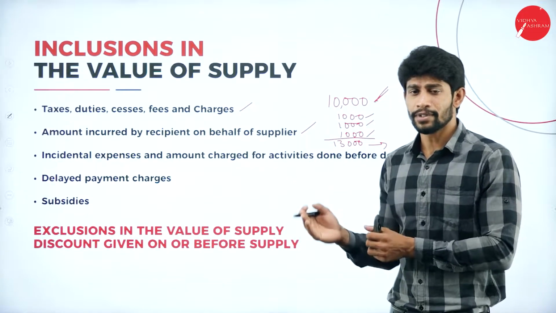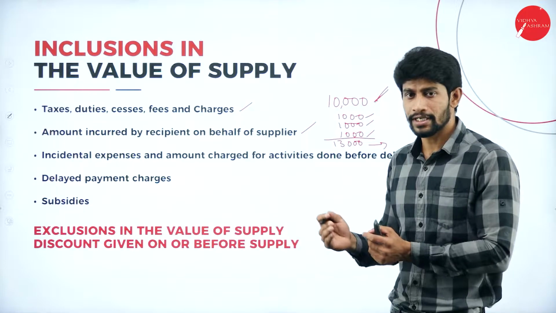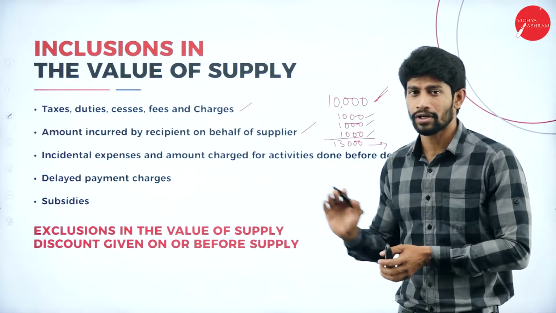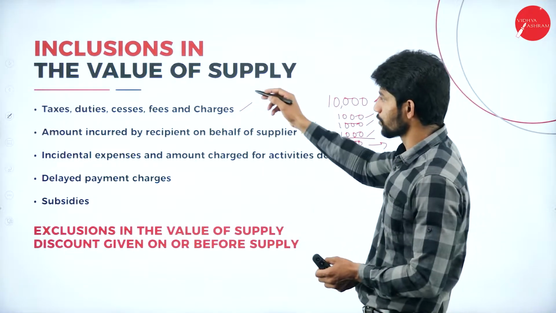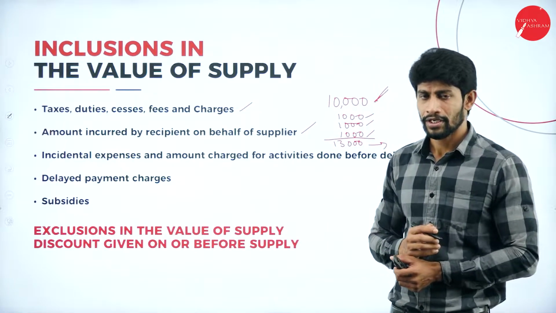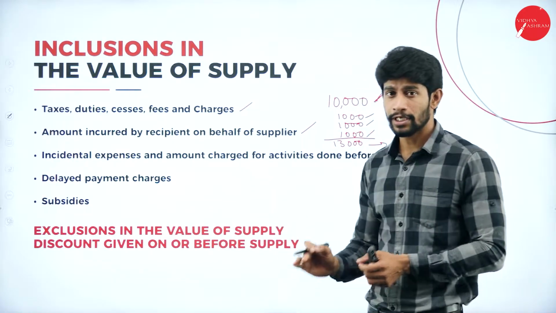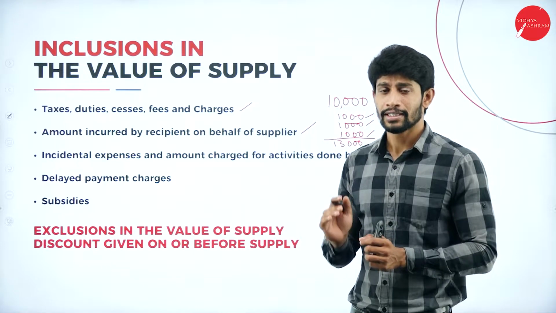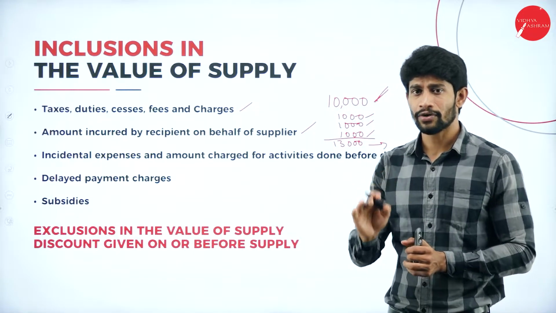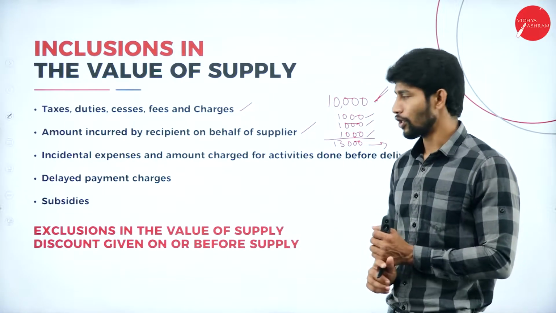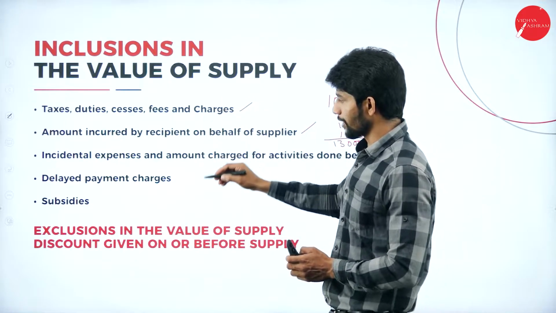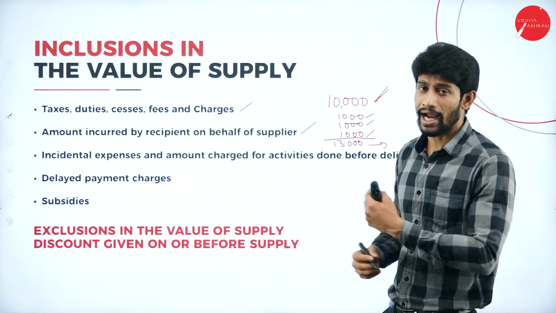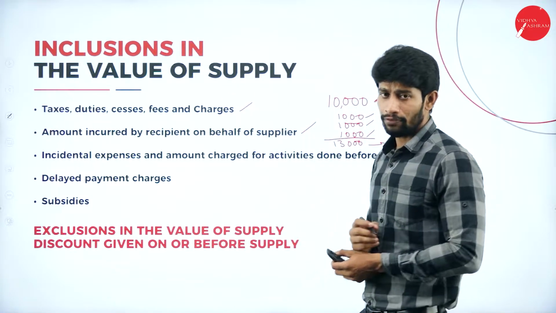In case the subsidy is received from any private organizations, that should be added to the value of supply. So with respect to subsidy, any subsidy received except the subsidy received from state government and central government. So these are all the additional expenditures that we are going to add to the value of supply.